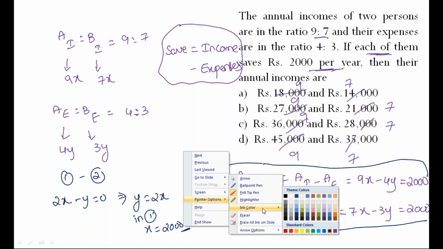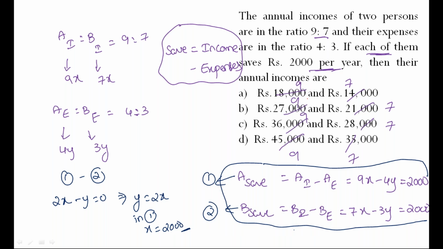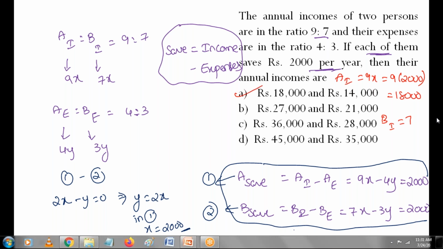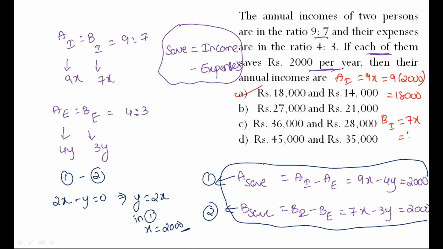Finally, the question is about A income and B income. A income is 9x, 9 into 2000, which is 18,000. That's available in option A. B income is 7x, so 7 into 2000 gives 14,000. Right. That's why option A is correct.